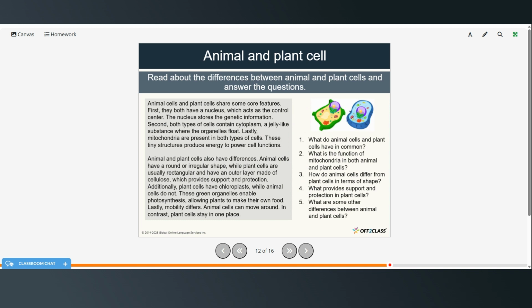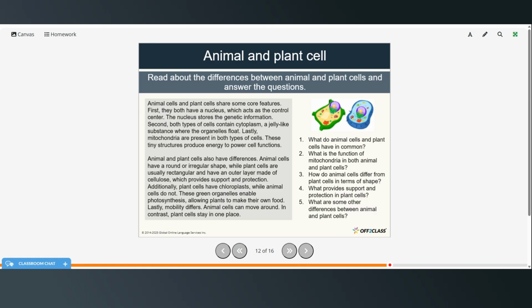All right, so now we're going to read about the difference between an animal and a plant cell and then answer the questions. So you can pause the video, read on your own, or you can follow along as I read. Animal cells and plant cells share some core features. First, they both have a nucleus, which acts as the control center. The nucleus stores the genetic information. Second, both types of cells contain cytoplasm, a jelly-like substance where the organelles float. Lastly, mitochondria are present in both types of cells. These tiny structures produce energy to power cell functions.